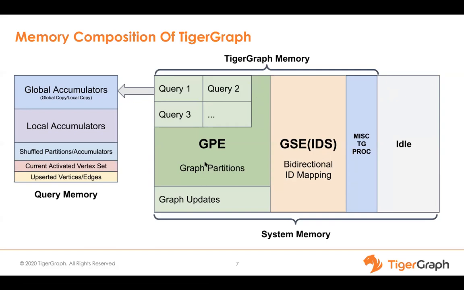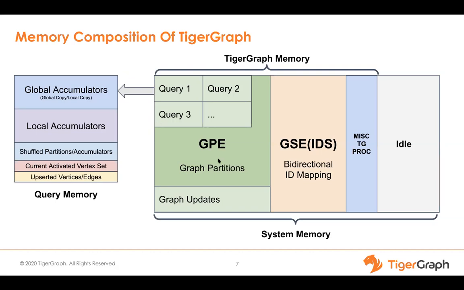So in the usual case, the GPE (graph processor engine) and the GSE (graph storage engine) will take most of your memory, because the memory consumption of these two components is proportional to your input data. That means the more data you load into the system, the larger GPE and GSE you will get in memory.